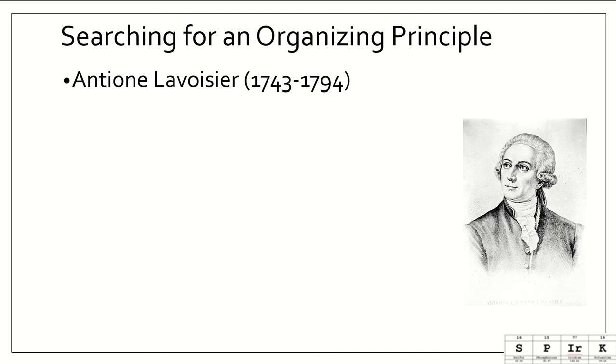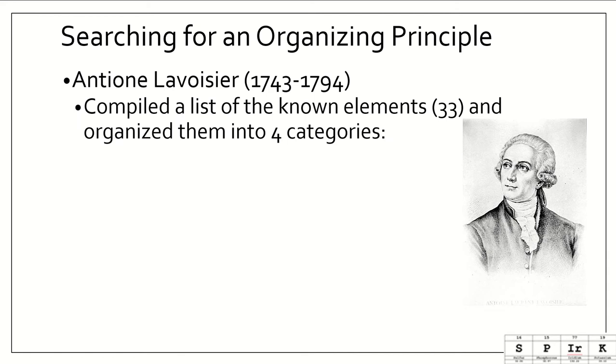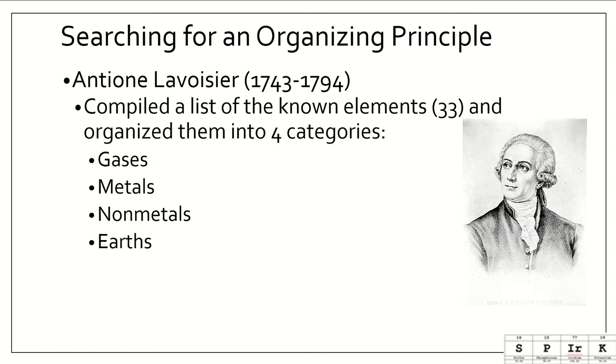So one of the first chemists who was studying this was Antoine Lavoisier. He was a French chemist who compiled a list of the known elements during his time, and by this time there were 33. And he organized them into 4 categories, and those 4 categories were gases, metals, nonmetals, and earths.